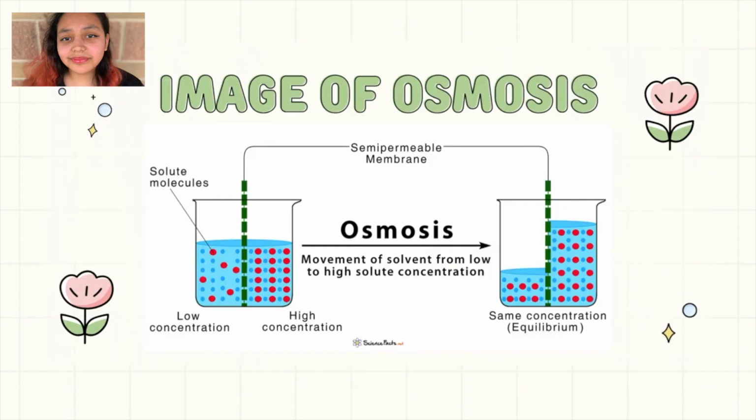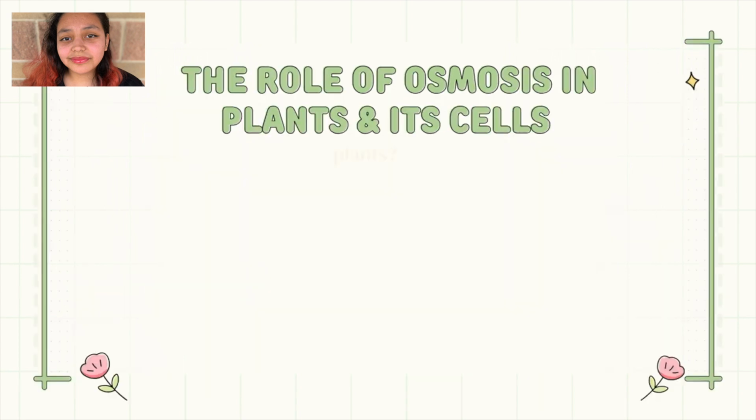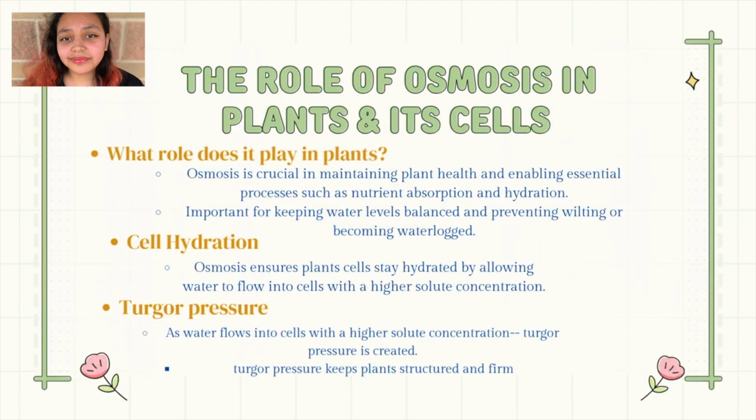Here we have an image of osmosis. So as you can see, there are two different images of our beaker, and we also have this little green barrier. This green barrier represents our semi-permeable membrane. Remember, this is osmosis. So we have a balance, low and high, but since it's osmosis, it's going to go from low to high. So as you can see, the low concentration has decreased, whereas the higher concentration has increased due to osmosis.